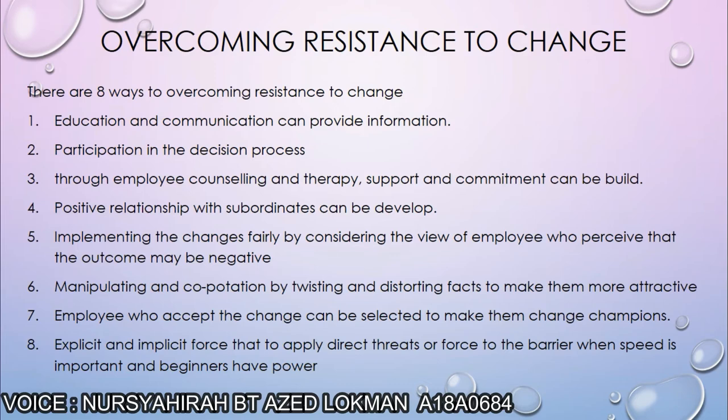Fourth, a positive relationship with subordinates can be developed. By doing this, the trust between management and employees will move the company forward. Fifth, implementing the change fairly by considering the views of employees who perceive that the outcome may be negative. As for that, managers have to make sure that the new change is applied equally for all employees. Sixth, manipulation and co-optation by twisting and distorting facts to make them more attractive. Seventh, employees who accept the change can be selected to be change champions. By doing this, it will be easier for other employees to accept the change that happens in the company. And lastly, explicit and implicit force, to apply direct threat or force to the barrier when speed is important and the initiators have power.